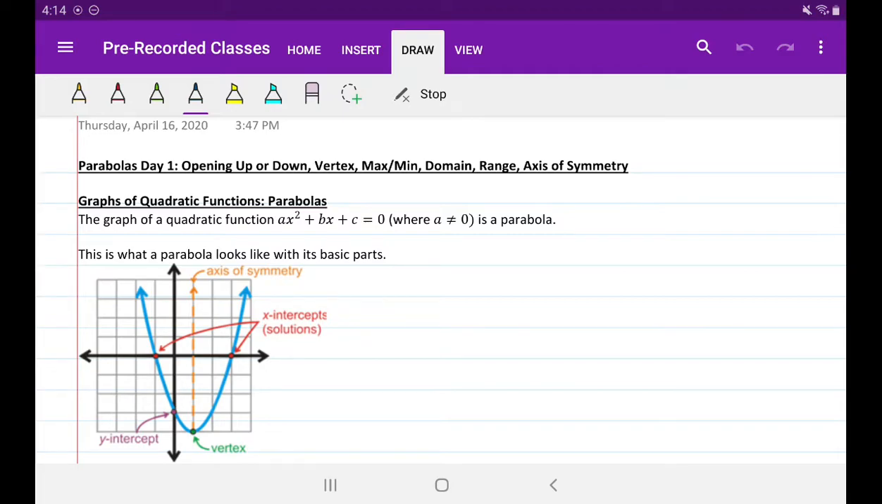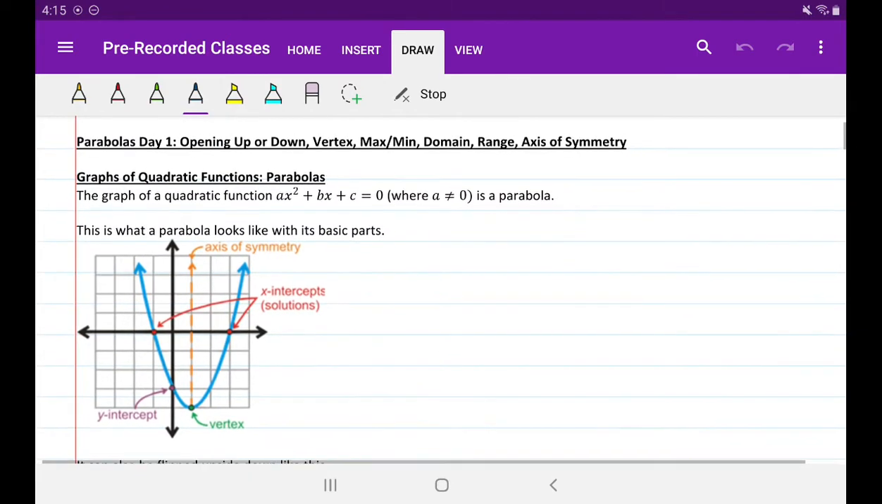So we're going to be talking about whether or not a parabola opens up or down, finding the vertex, finding the max or min value, identifying the domain, range, and the axis of symmetry. And this might seem like a lot, but actually most of this is related to just finding the vertex of the parabola. So if we find the vertex, we can pretty much get the answers to all the other pieces.